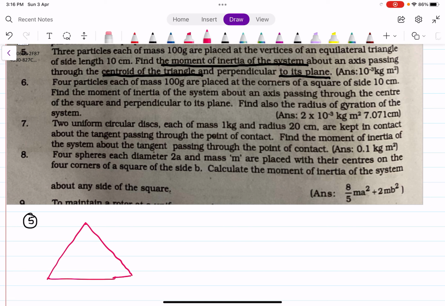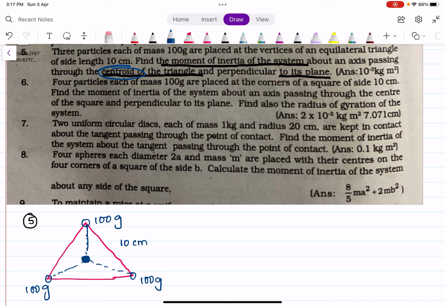Three particles, each of mass 100 grams, are kept at the vertices of an equilateral triangle. Side length is 10 centimeters. So, what is the moment of inertia of the system about an axis passing through the centroid of the triangle? Here, this is nothing but the centroid. This is the centroid.